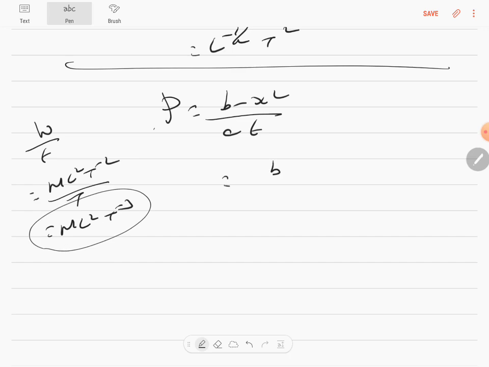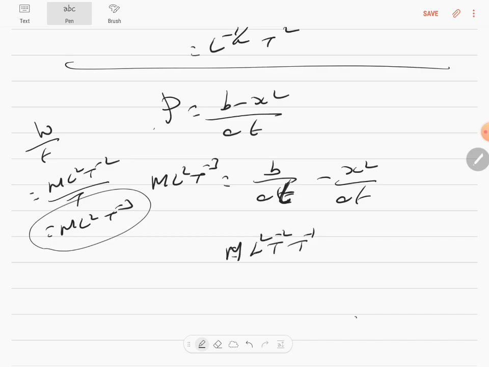It has to be b by at minus x square by at. Split it up. You already know the dimensions of the left side is m L square t to the power minus 3. What do you have here is 1 by t, which is t to the power minus 1. Since you have a t to the power minus 3 on the left side, there should be a t to the power minus 2. There should be an L square. There should be an m in the place of b by a.